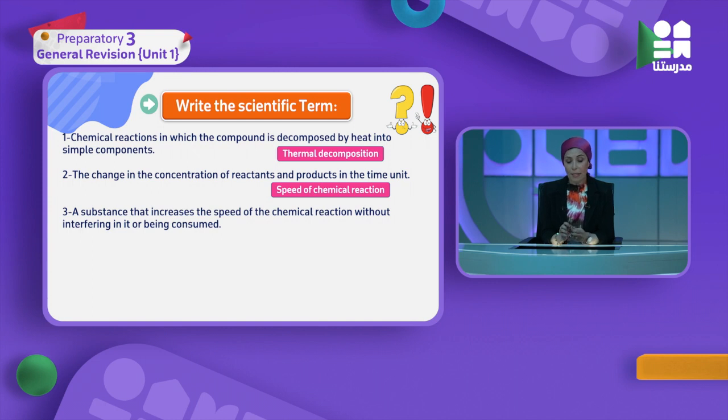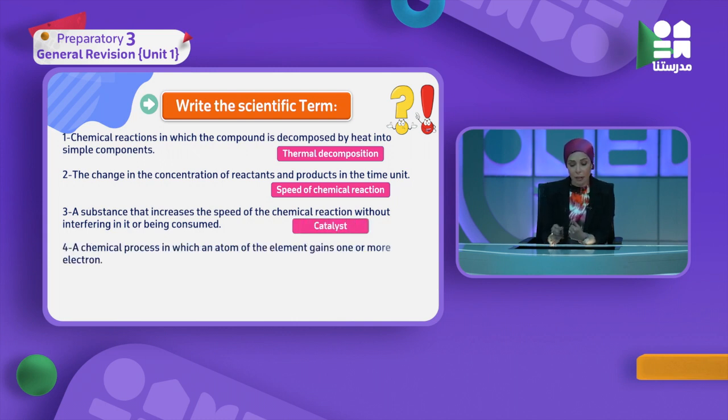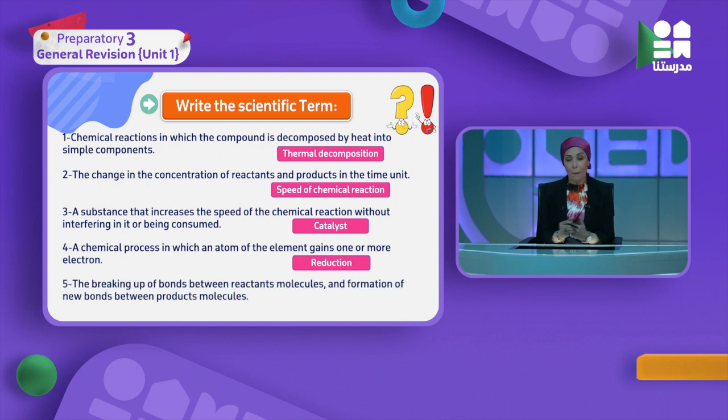طب ايه هي substances that increases the speed of the chemical reaction without any changes؟ لسه as I said now هي مين؟ هي الكاتاليست. Chemical processes in which the atom of the elements gain one or more electron. ايه هي الكيميكال بروسيس بيحصل فيها gaining؟ يبقى هي which one؟ الريدكشن. Breaking up of bonds between reactants and formation of new bonds between products. يبقى الانسر is what؟ It's the chemical reaction.